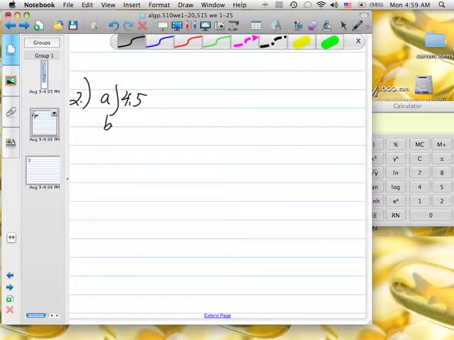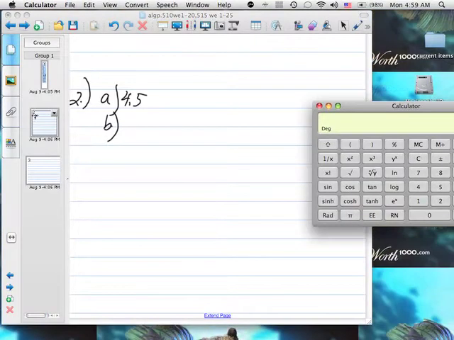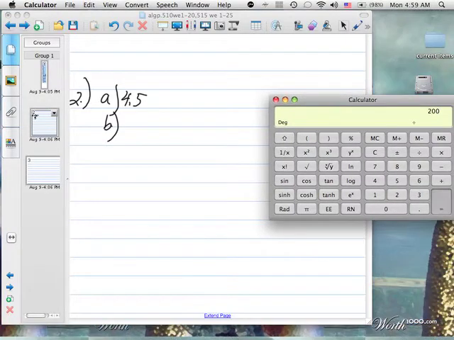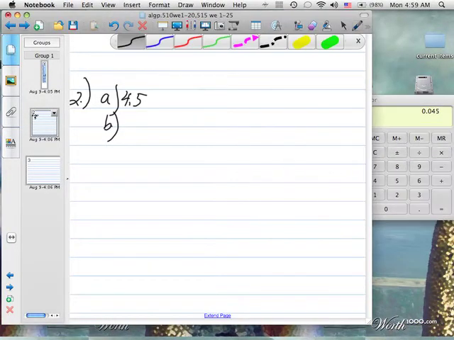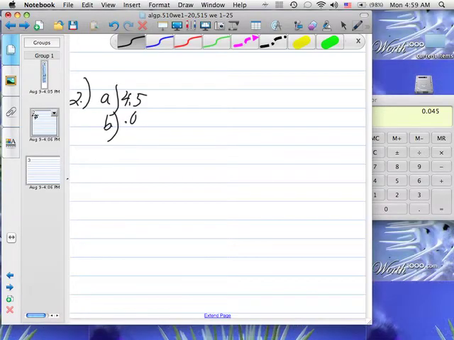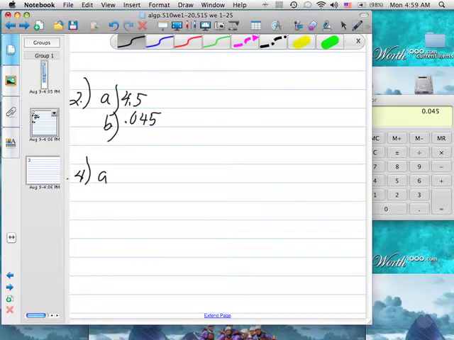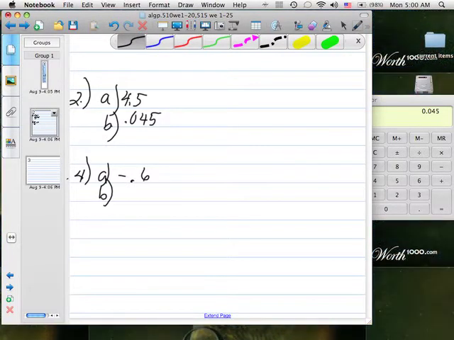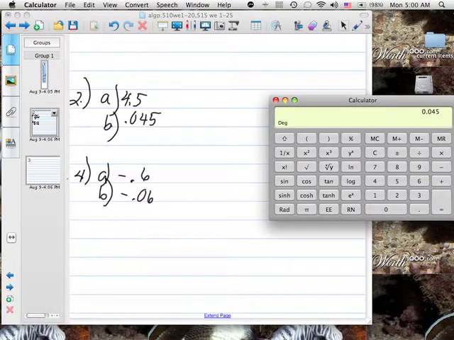And B, 9/200 is 0.045. You should see a pattern developing here. Problem number 4A, -3/5. We know 3/5 is 0.6, so negative would be -0.6. And 3/50, if we follow the pattern from 9/200, should be -0.06, and we can check that. So 3 divided by 50 gives me that.